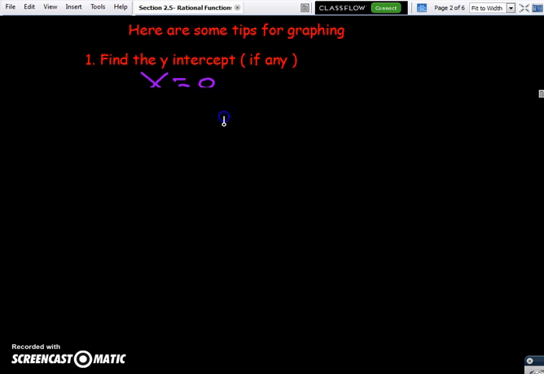Now, to find the y-intercept, you set x equal to 0 throughout the problem. Now, there might not be a y-intercept. If there's not, that means your graph does not cross the y-axis at all. That'll be helpful for us. That means set x equals 0 and find that.